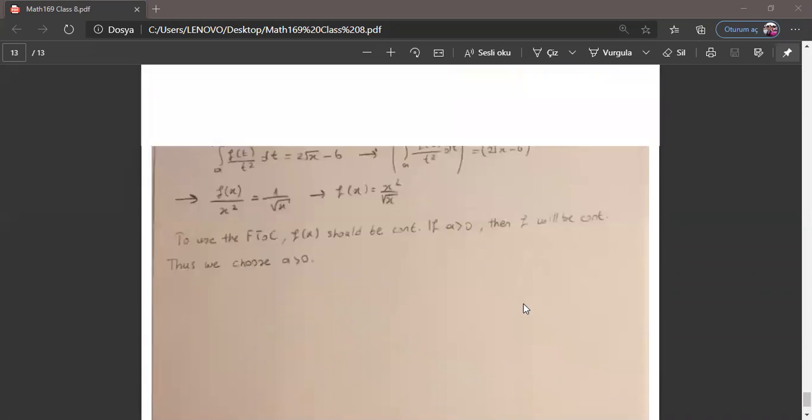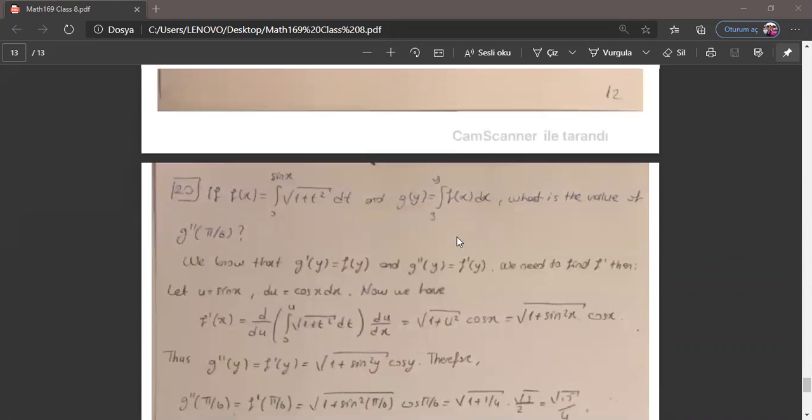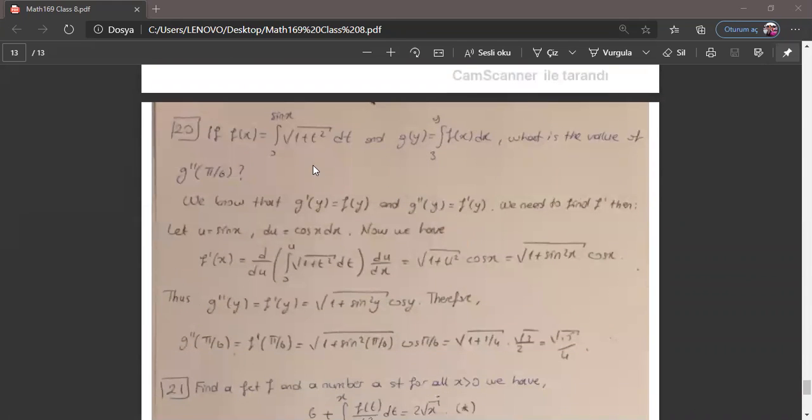Okay, I guess these are the last problems. So here we're given these two functions. Okay, we will find g2 prime. Now first remark that g prime is f of y just by using the fundamental theorem. And if we take again the derivative, g2 prime will be f prime. Okay, so we need to compute this f prime.